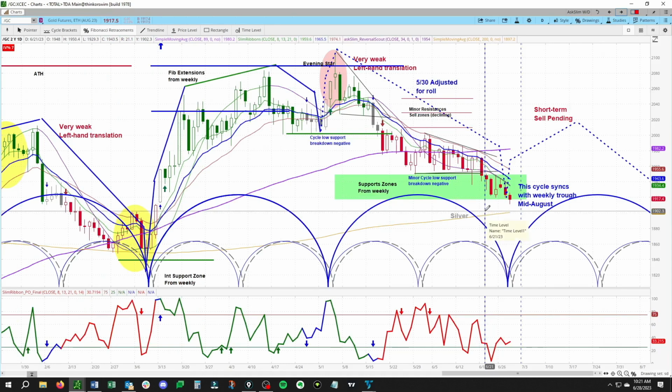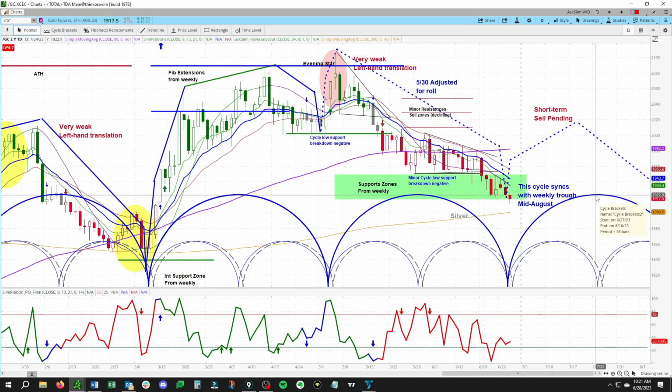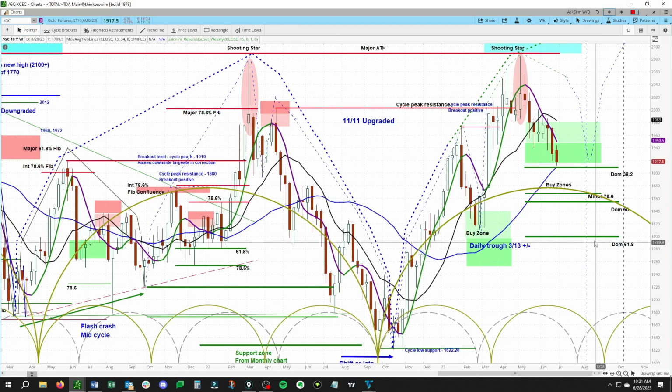There's a low that is due around now, 6/21 to 6/30. Good odds that we get a couple of week bounce here on the upside that still only forms a lower high and then turns down once again, as this low in gold is due around mid-August. And that would be inside of what's going on here on the weekly timing as well.